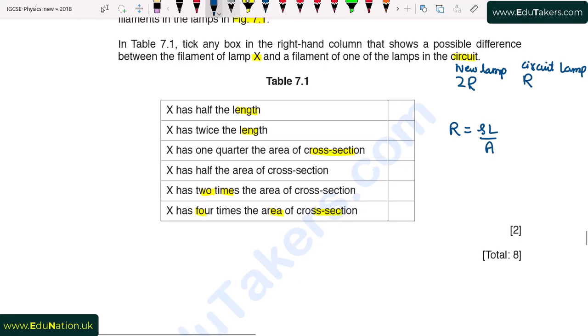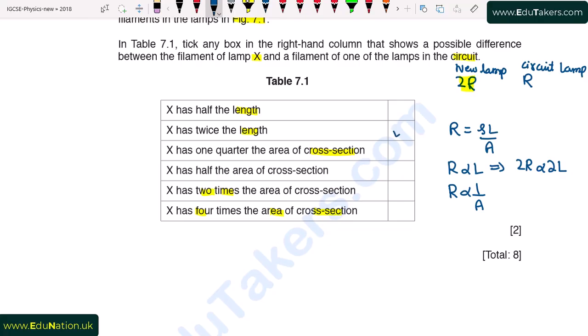So here resistance is double. So I just write here R is directly proportional to L and R is inversely proportional to area. So when resistance is directly proportional to length, so when there is double resistance, length also will be double, because both of these are directly proportional to each other. It means that by doubling the resistance, length also doubles. So length will be twice.